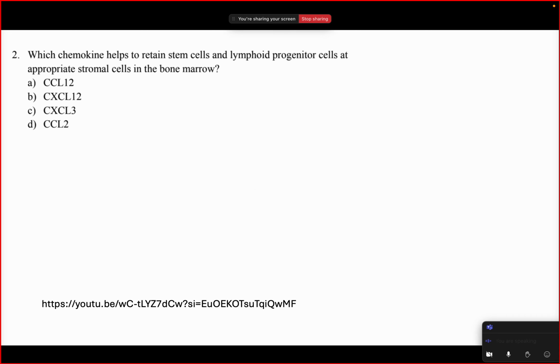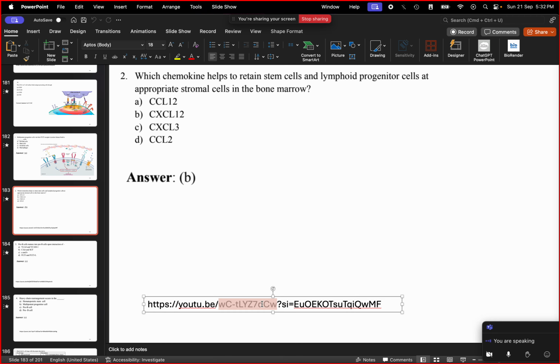So basically the question is, which chemokine helps to retain stem cells and lymphoid progenitor cells at appropriate stromal cells in the bone marrow? Is it CCL12, CXCL12, CXCL3, or CCL2? So the right answer is CXCL12.